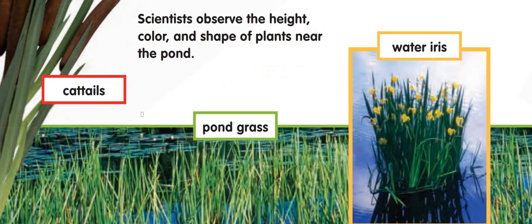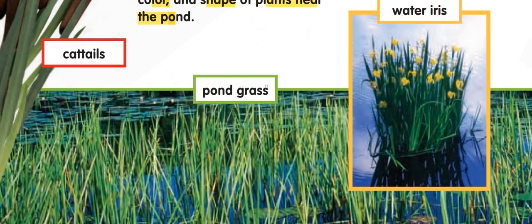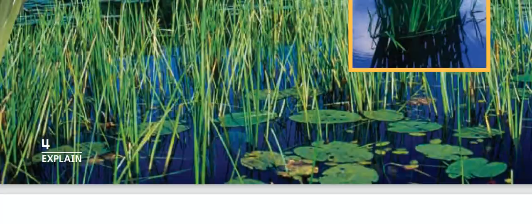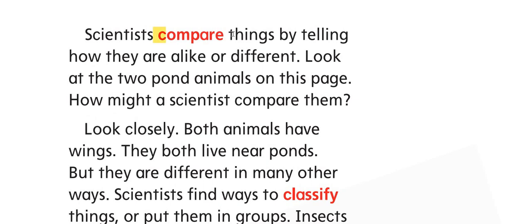Okay. Scientists also observe the height, the color, and the shape of the plants near the pond. So the scientists observe the height, the color, and the shape of different plants that live near the pond. Okay. Scientists also compare, which means tell how things are alike and how they are different. So if I have two animals, I can say how they are alike and how they are different.